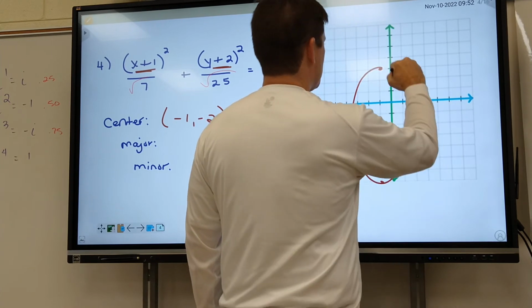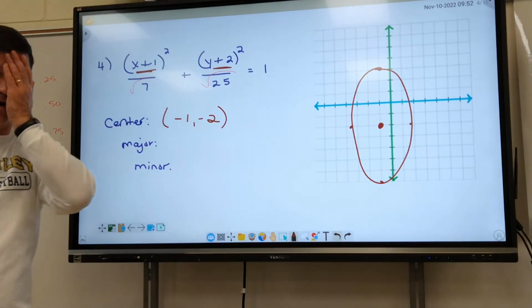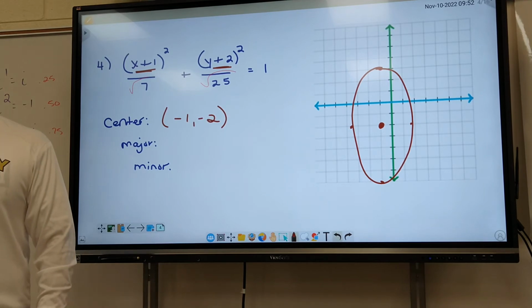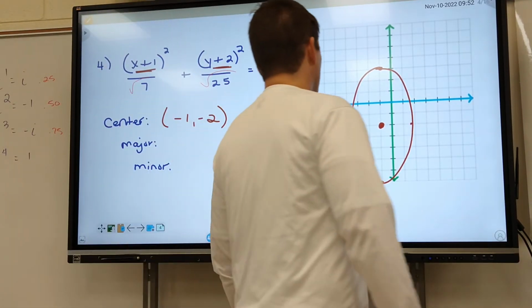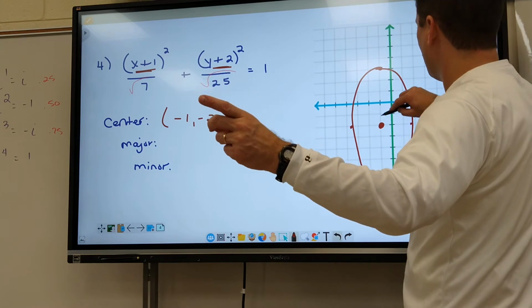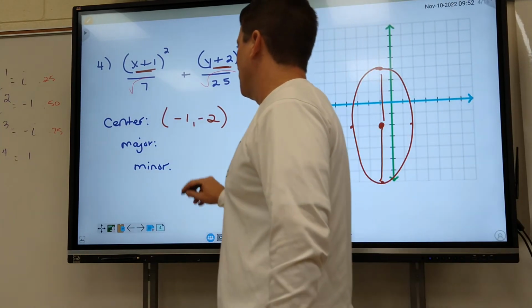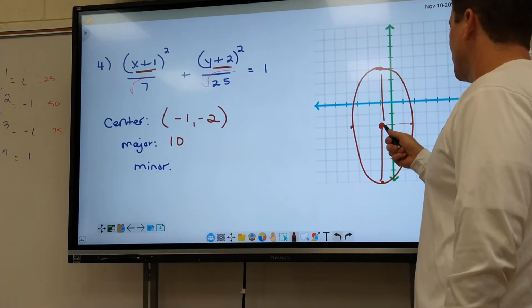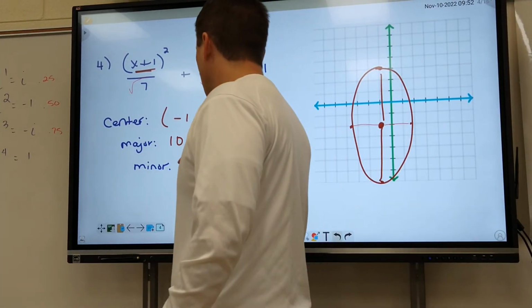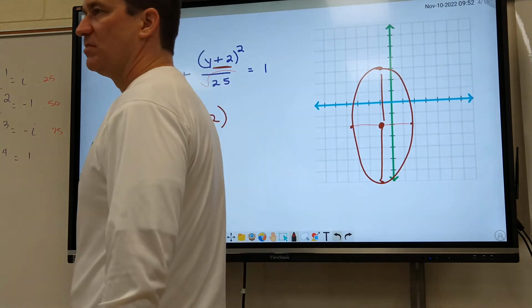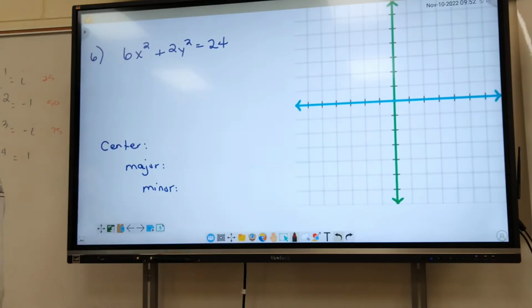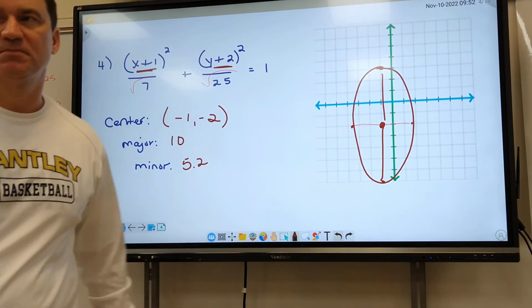Draw your ellipse. Now we'll do the major axis and the minor axis. So the x-axis, 2.6 is what y'all said. All right, so on the major, I got 5 plus 5, that's 10. On the minor, I got 2.6 plus 2.6, I think that's 5.2. All right, so y'all do number 5 by yourself. I'm waiting to help you on number 6.